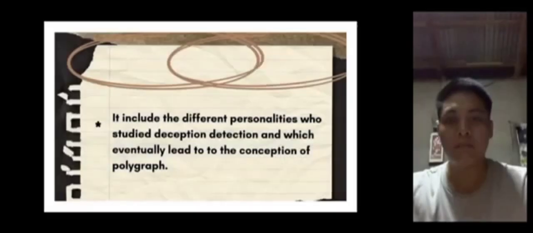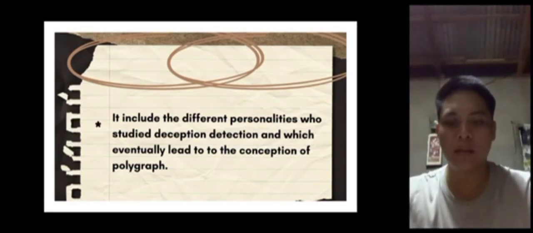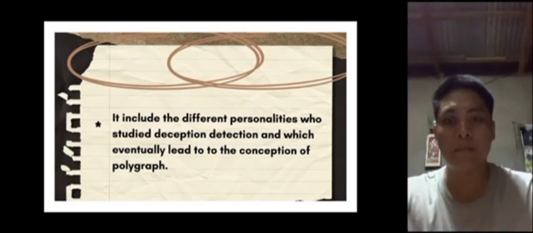This chapter presents the development of the polygraph instrument. It includes the different personalities who studied deception detection, which eventually led to the conception of the polygraph. The types of polygraphs as well as their various components are also thoroughly discussed. Besides, the topic on the nervous system and its connection to the use of the polygraph is one of the highlights of this chapter. To serve as a background, the subject on the psychology of lying is likewise included.